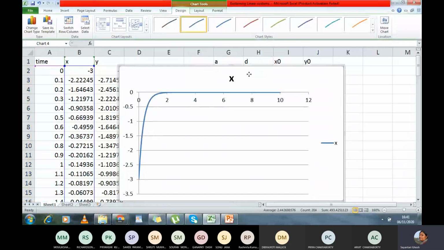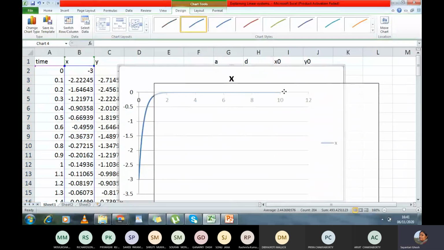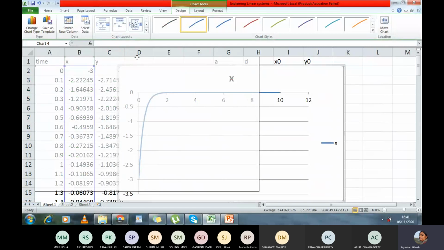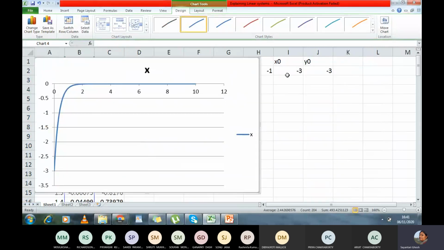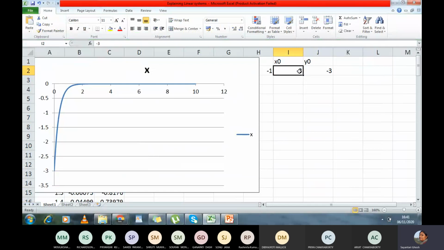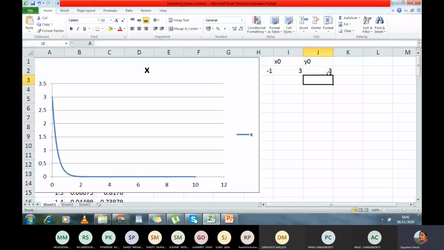Okay, so I see this kind of behavior. Now what is this behavior? Let us try to explain this behavior that I am seeing here. Here my x0 and y0 are 3 and 3. If I change these values, the nature of this graph will change, but it will always show you an exponential nature.